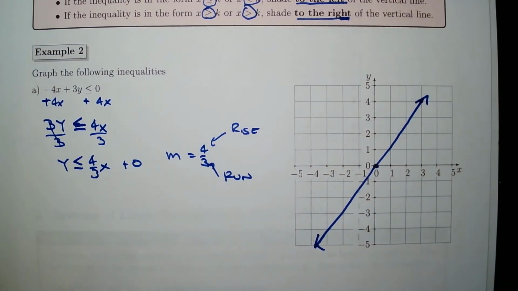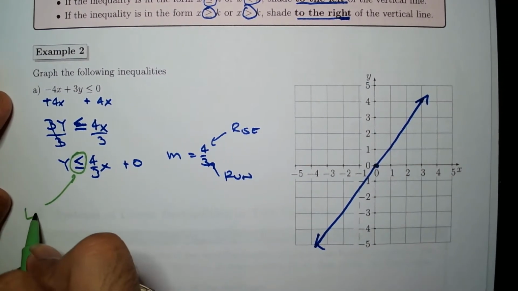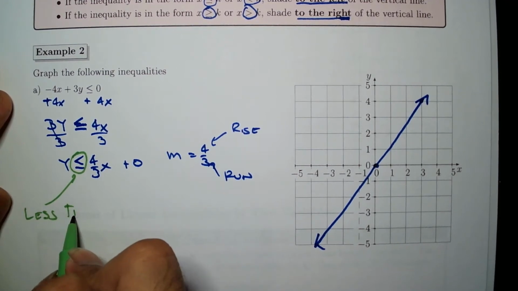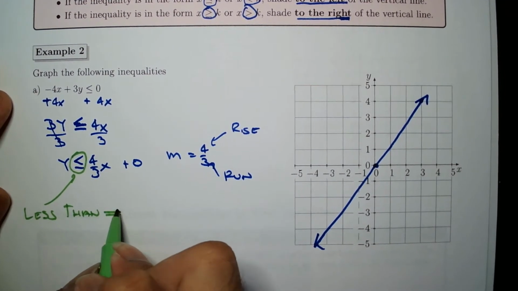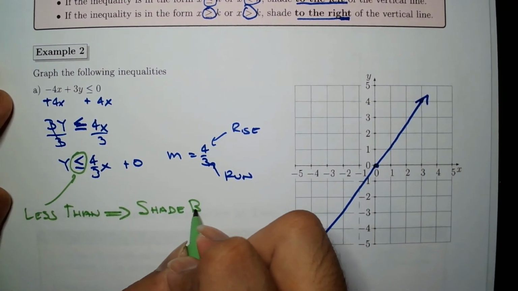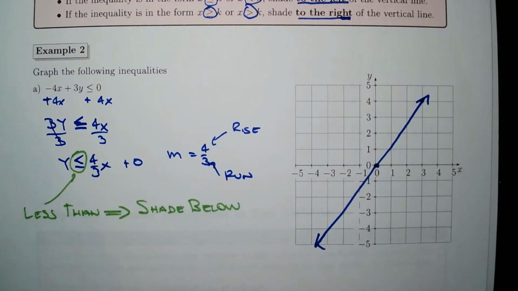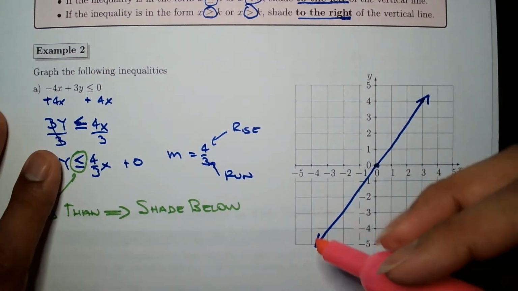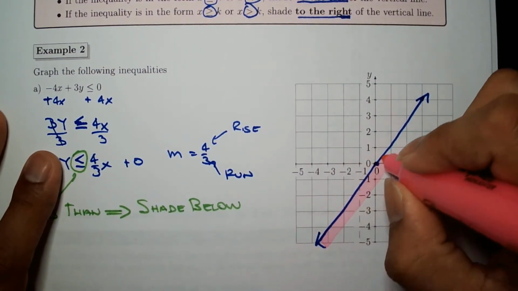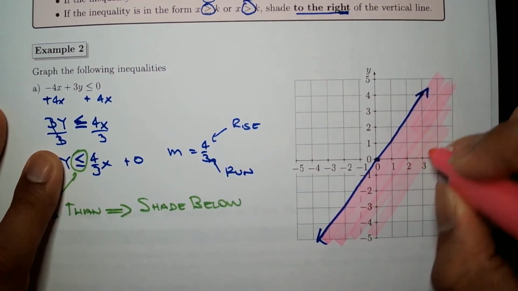Now, this inequality symbol means less than. That means shade below. If the inequality had the other sign, the greater than or equal, we would have shaded above. But in this case, we need to shade below. So let's shade below for this inequality.